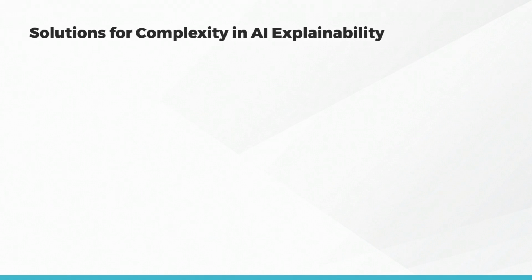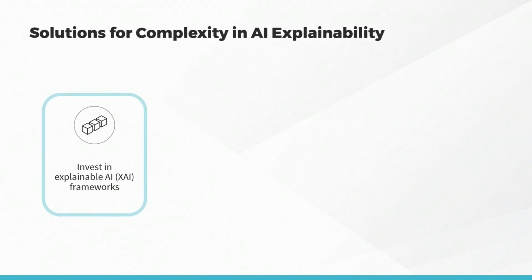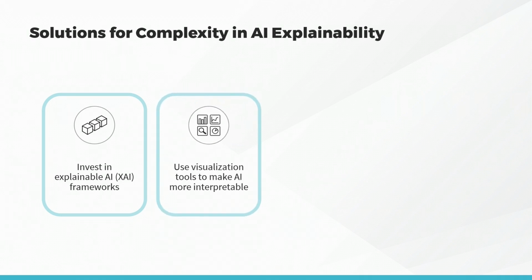So what do we do to deal with AI explainability? Well, deploying explainable AI or XAI frameworks that prioritize transparency, interpretability, and accountability in AI decision-making processes helps organizations to demystify the AI outputs, improve user trust, and promote greater confidence in AI systems. And utilizing visualization tools and techniques like heat maps and feature importance plots and decision trees can help users to visualize and interpret AI outputs.